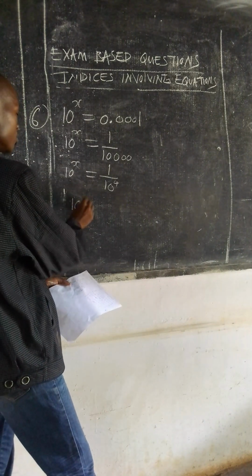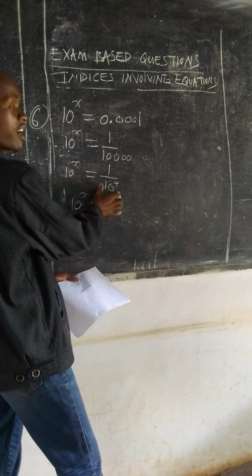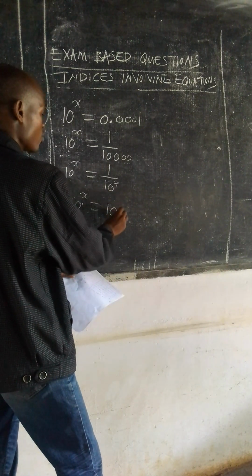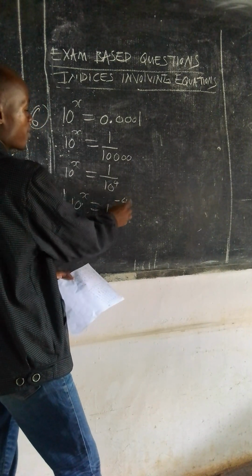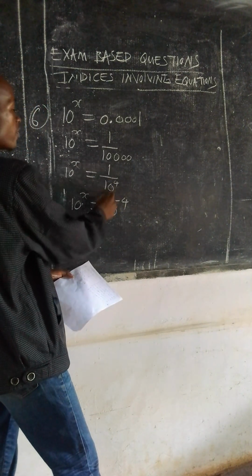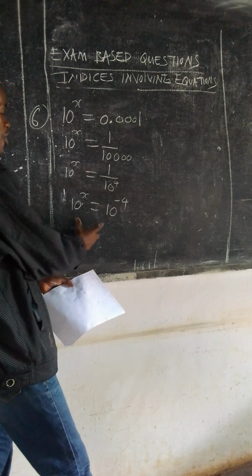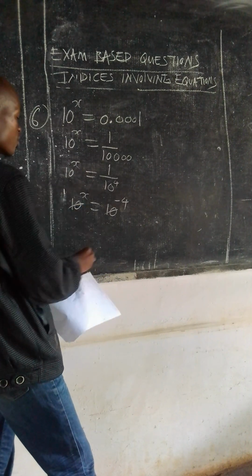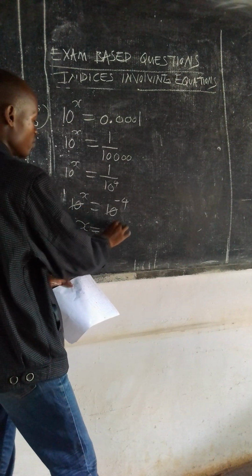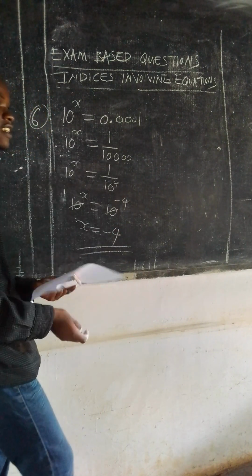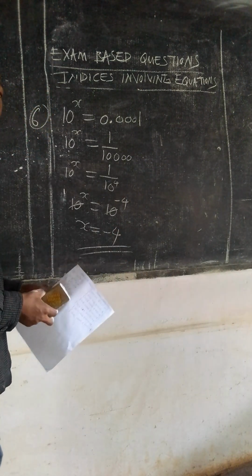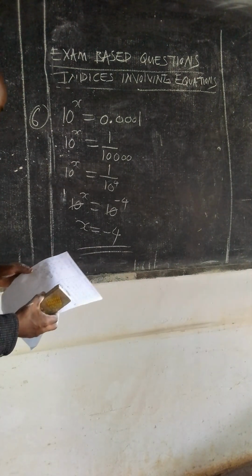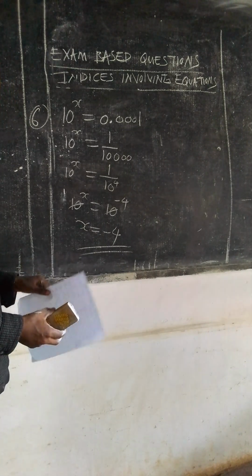Then we have 10 to the power x equals this number. It can also be presented in another form. We can write it as 10 to the power negative 4. 10 to the power negative 4 is the same as 1 over 10 to the power 4. Now in this case, the bases are same, meaning that the powers are equal. So we cancel them and say x is equals to negative 4. So our x is equals to negative 4. That is question number 6. So we are going to look at question number 7.